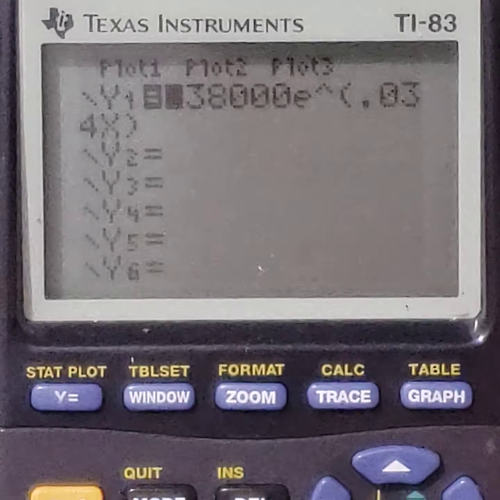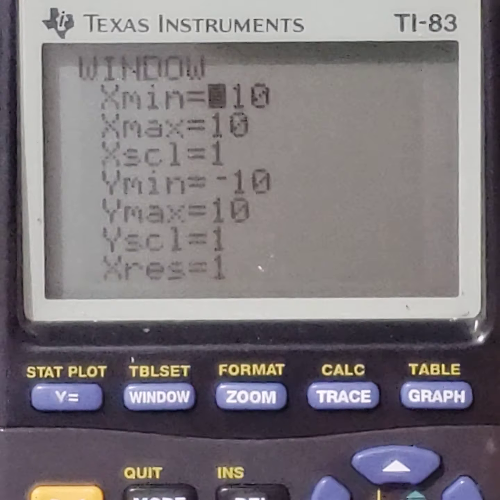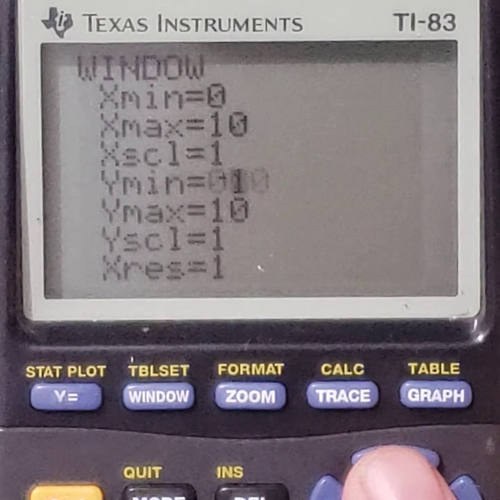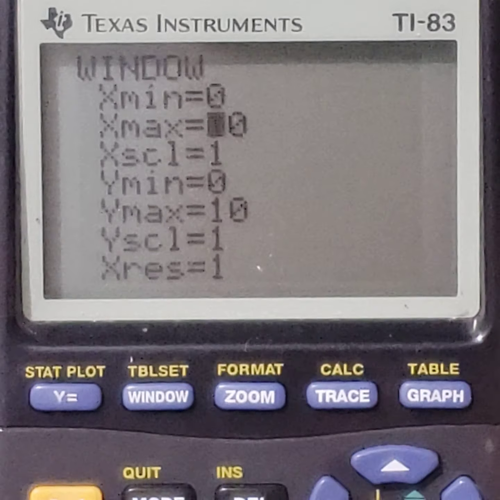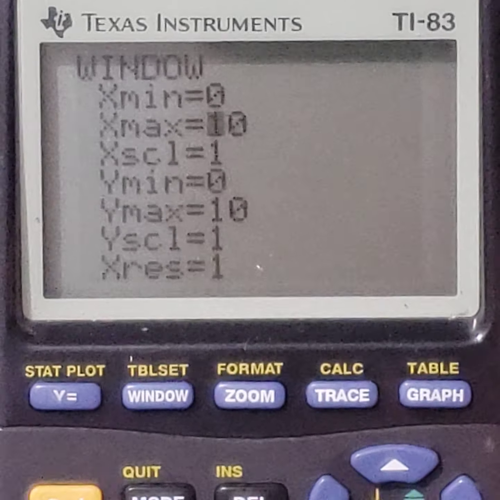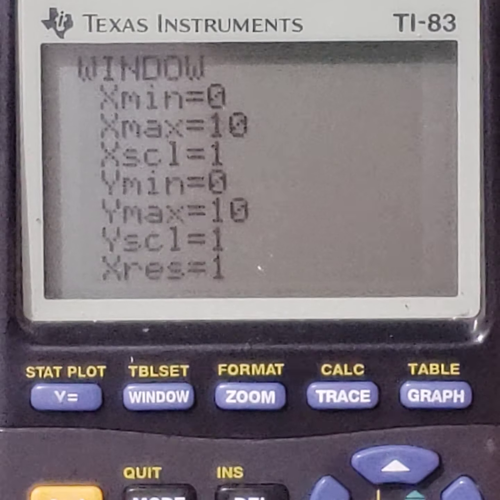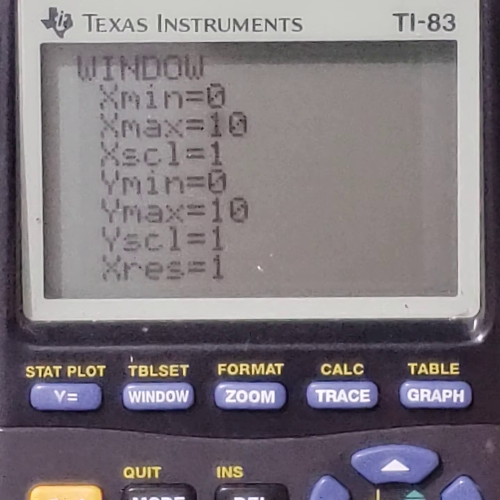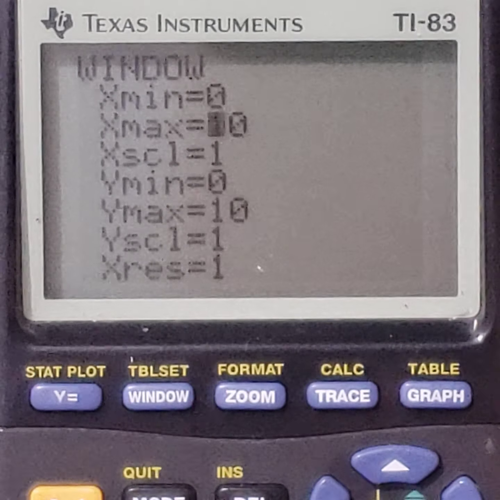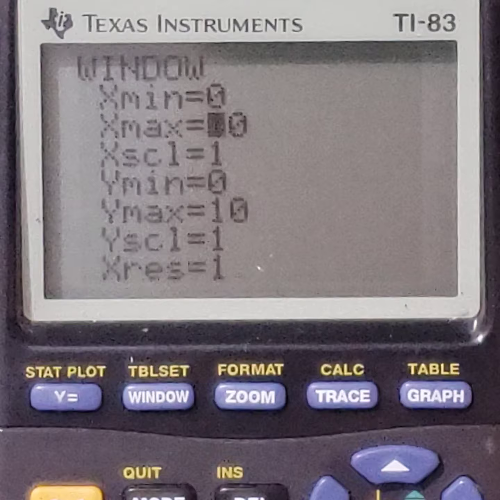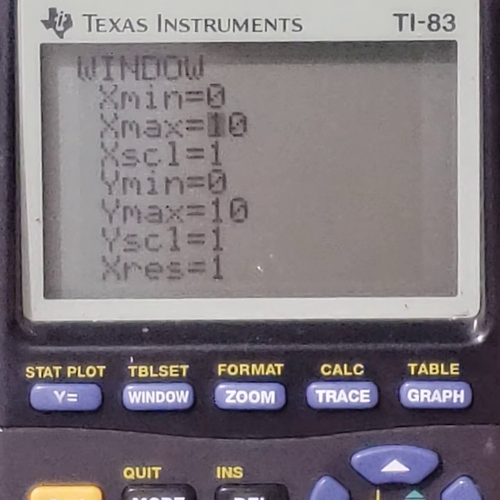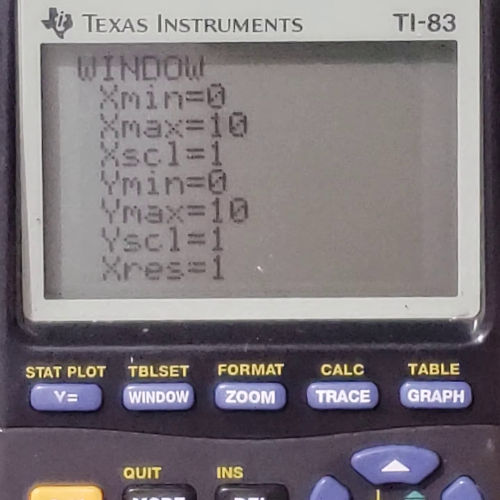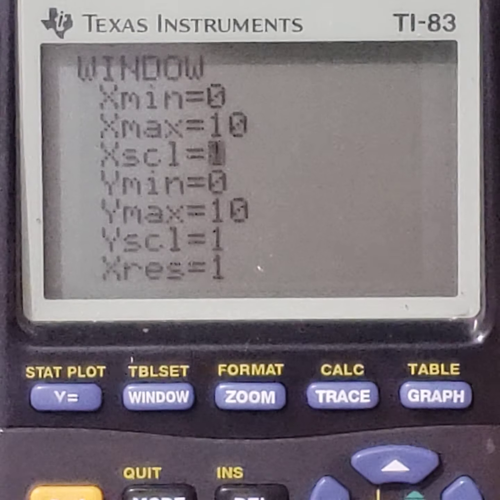So we've got to set our window. 0 for y min, 0 for x min. We were asked to estimate the population in 2017, and we were told that the population started growing in 2014. So we don't have to go that many years out into the future. In fact, from 2014 to now is only about 6 years. So I'm going to leave that at 10. That's reasonable. That'll show me 6 years.